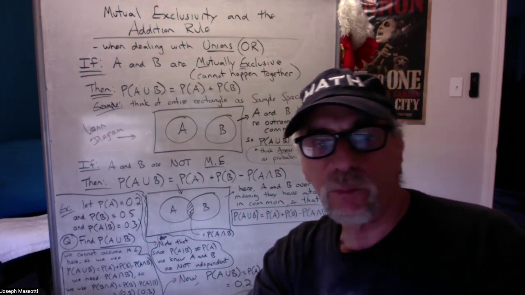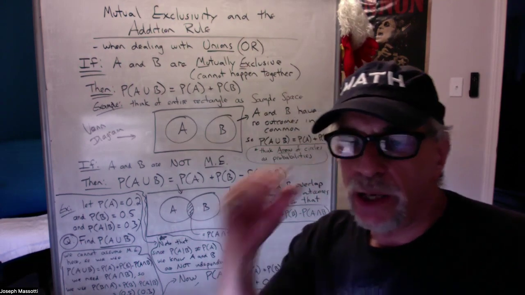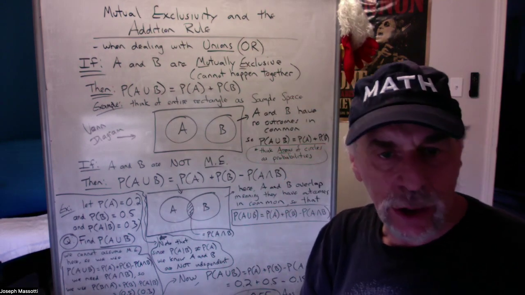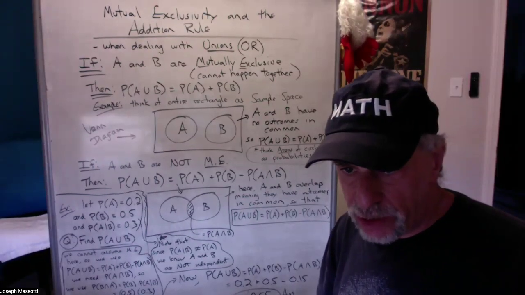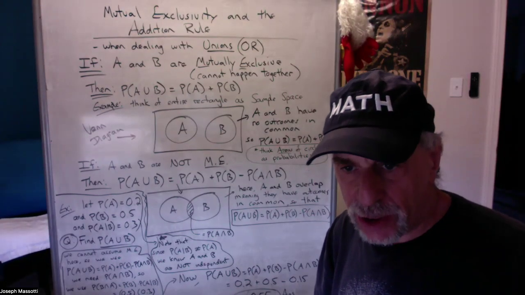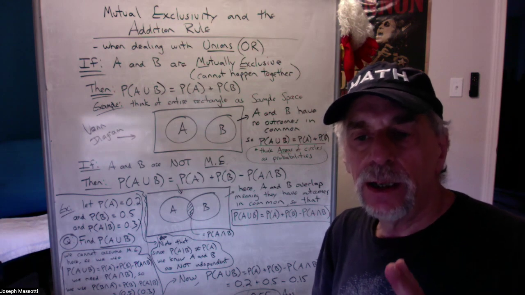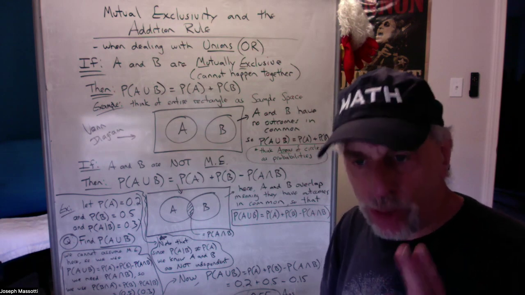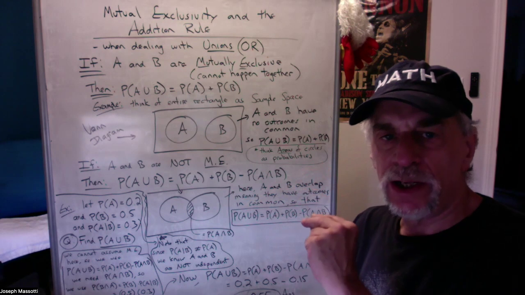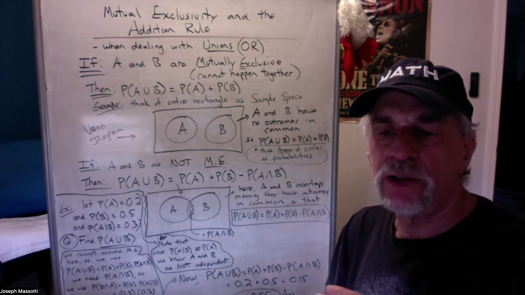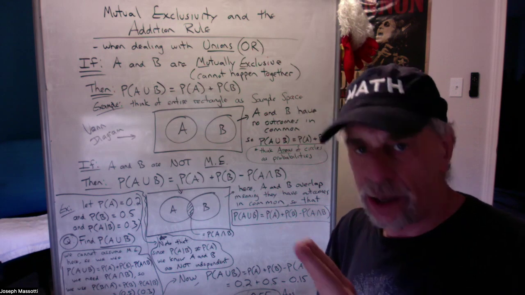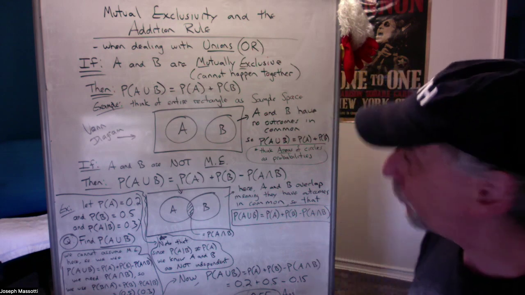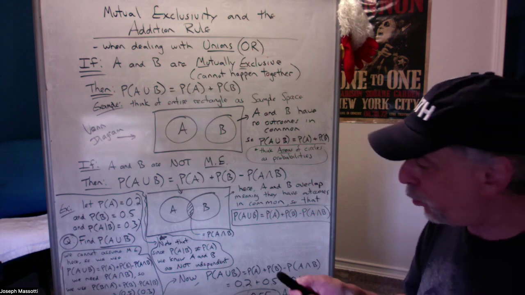Anyway, so we talked about the multiplication rule. Now we want to talk about the addition rule. Remember, the multiplication rule had to do with intersections. We're talking about two events A and B both happening. Mutual exclusivity and the addition rule have to do with unions, or one or the other event happening.